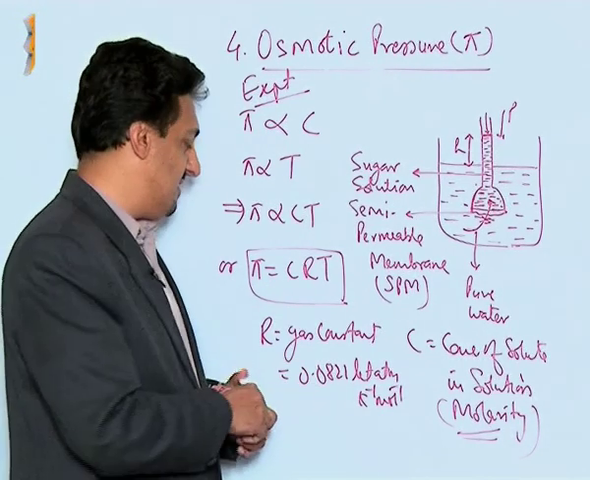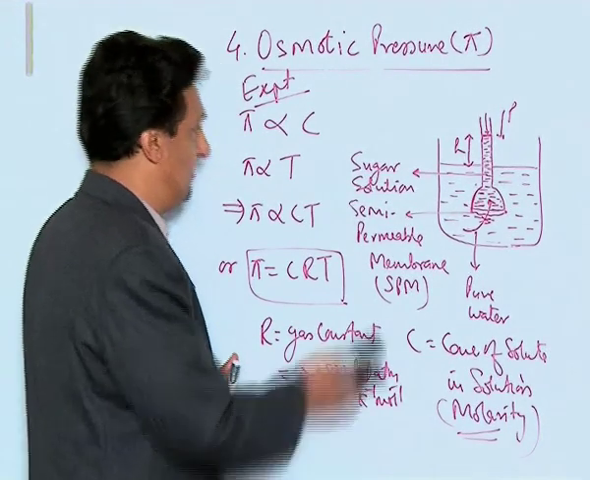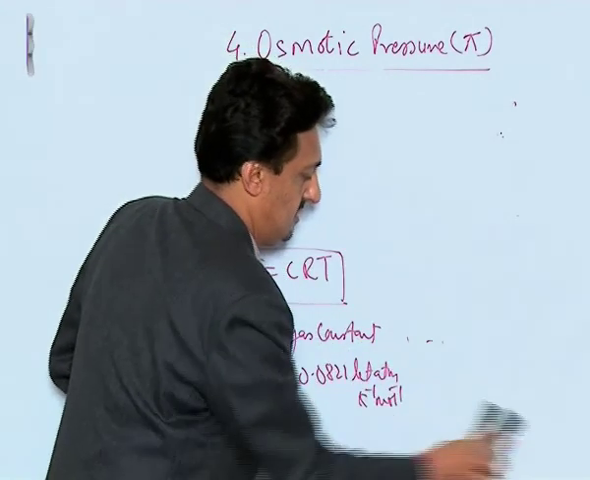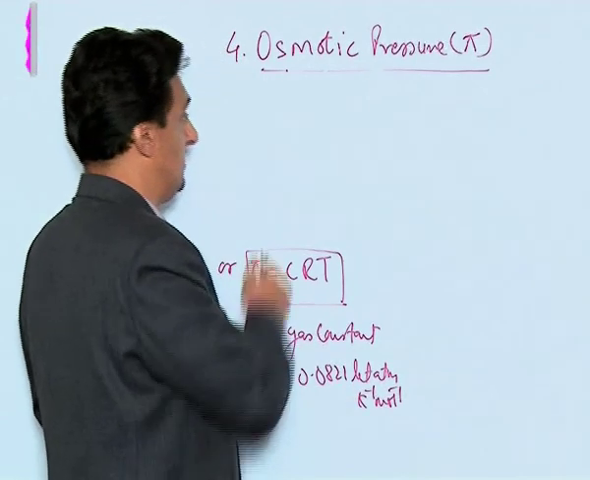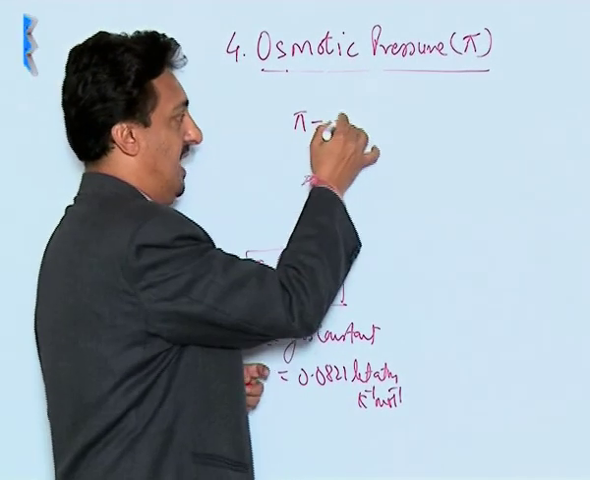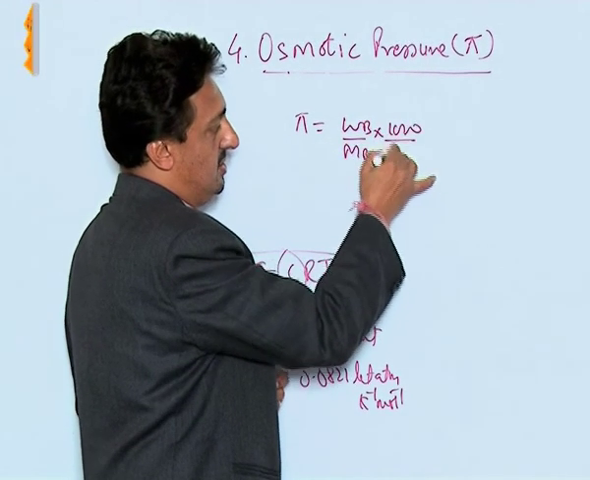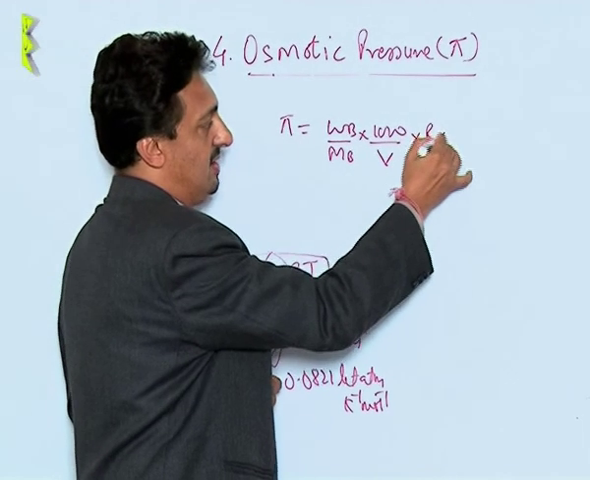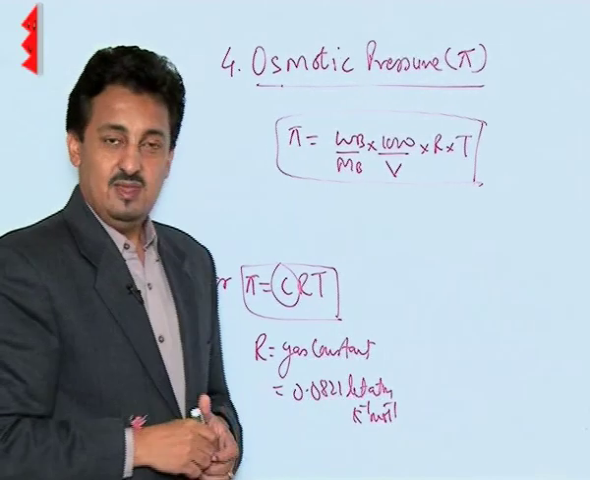So the R is the same gas constant, C is the concentration, and T is the temperature, and we can write down this formula in one more way, and that way is that we can expand the C as weight of the solute upon molar mass of the solute, into 1000 upon V, because this is how we can find out molarity, into R into T, and this is how we can find out the exact pi.